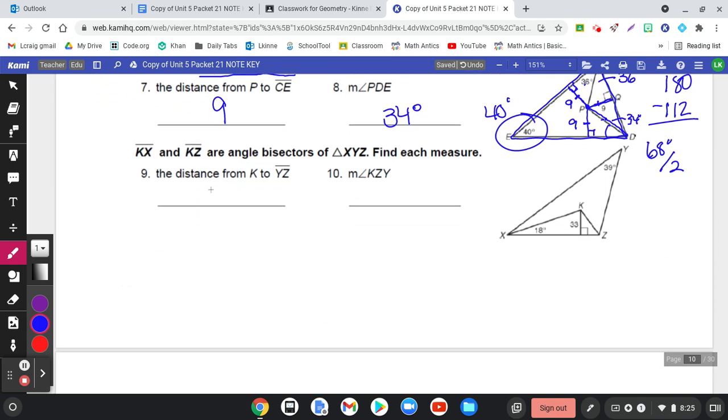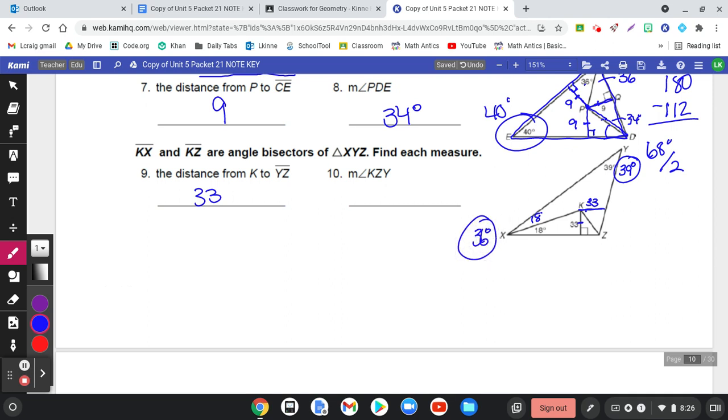Okay, same thing on the next one, the distance from K to YZ. Well, the distance from K to this side is 33, so out to here would be 33 as well. Okay, so 33. And then for the angles, again, this is 39 degrees. If this is 18, this is 18, so this is 36 degrees.